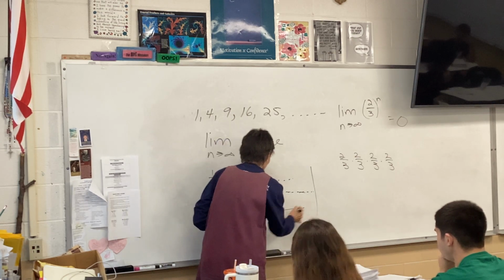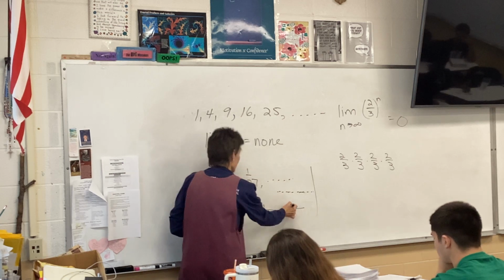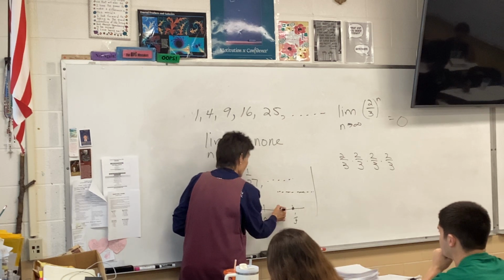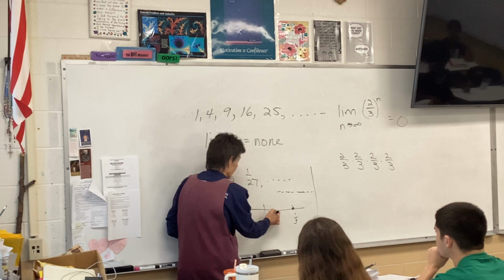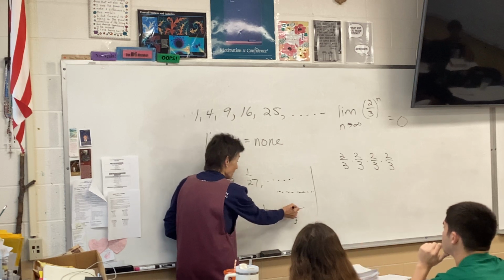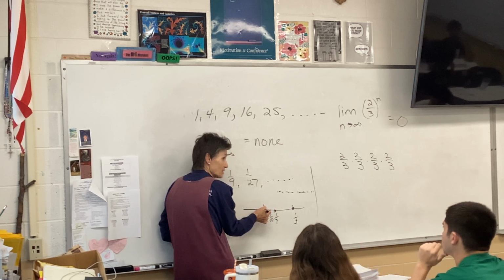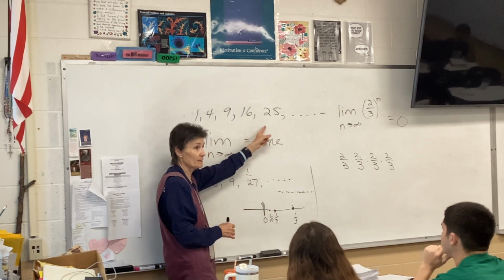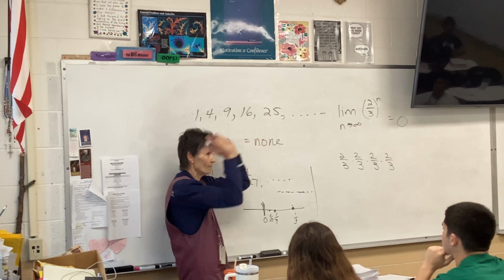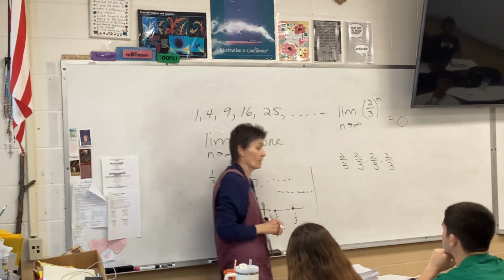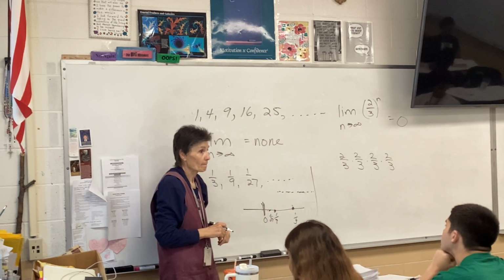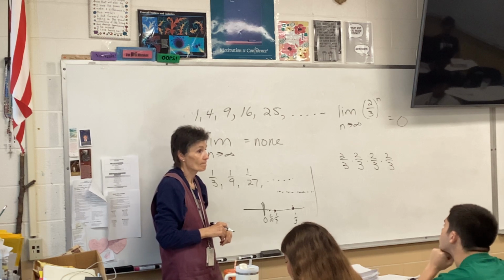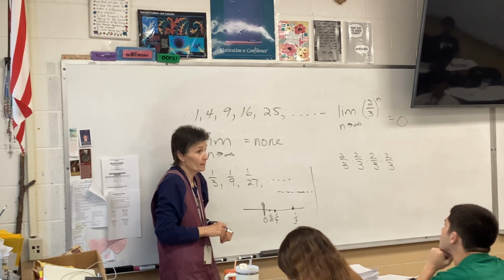If you put them on a number line, here's 1/3. Here would be 1/9. Here would be 1/27. See what's happening? Every dot I do gets closer to 0. That is not what happens with these. If I put these on a number line, they would just keep going. Yesterday we had some sequences that went to the negatives. A limit can be negative.